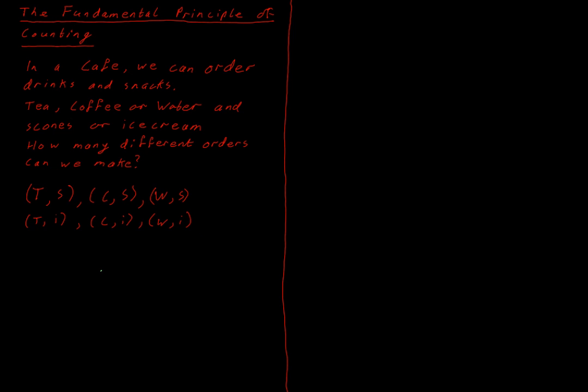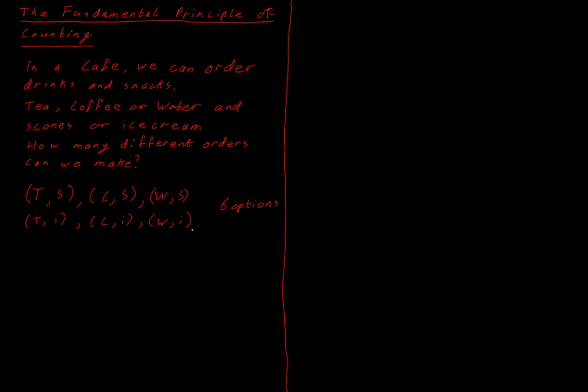So we can see that we have listed out all of the different types of orders that we could have. We've covered all of the different possibilities. I can have a drink and I can have a snack, and I've listed out all of the different possible orders. And how many of them do I have? I have 1, 2, 3, 4, 5, 6. So there are 6 possible orders that I could make when I go into my cafe. So there are 6 possibilities, 6 options.